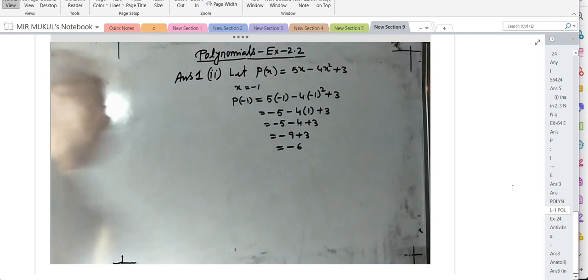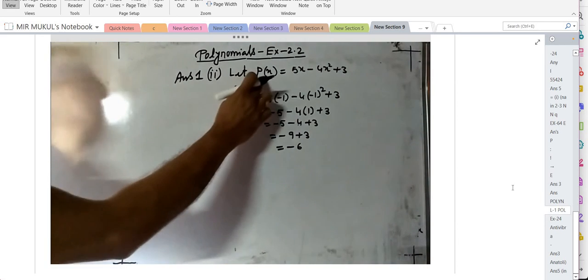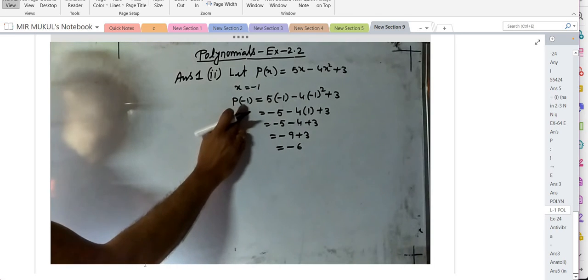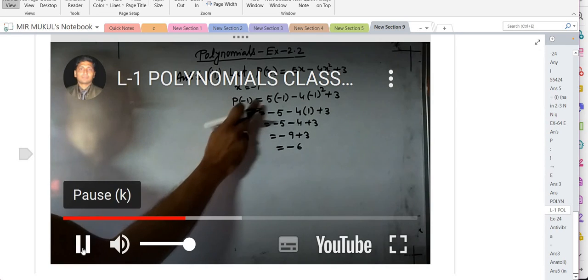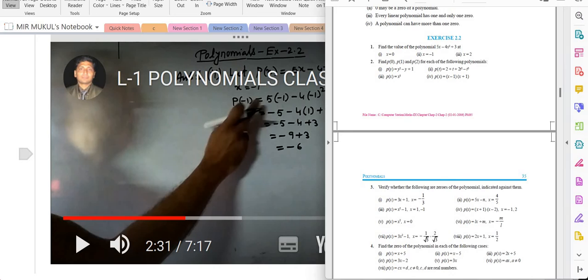Okay, clear? That means at x equals minus 1 we have to find p(x), so we find p(minus 1). Our question was: 2.1, find the value of the polynomial 5x minus 4x square plus 3 at x equals 0, at x equals minus 1, at x equals 2. So here I found it at x equals minus 1. Understood?